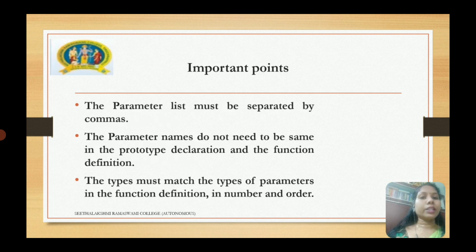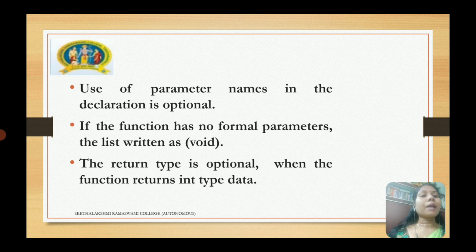Important points to be noted. The parameter list must be separated by commas. The parameter names do not need to be the same in the prototype declaration and the function definition. The types must match the types of parameters in the function definition in number and order. Use of parameter names in the declaration is entirely optional. If the function has no formal parameters, the list is written as void.